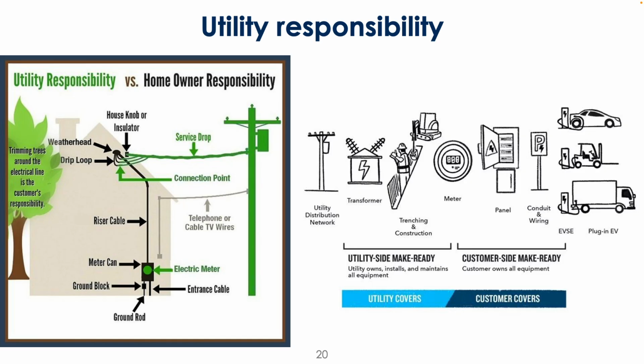When we talk about things being make-ready, that means all of the stuff for energization has been installed on one side of the meter. And so utility make-ready means that their distribution network, the transformer, and all of the connections going up to the meter are set in place. And then customer make-ready is all the circuitry downstream of that.